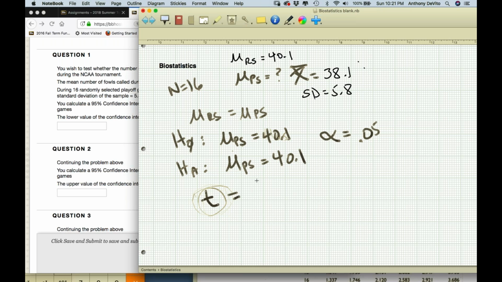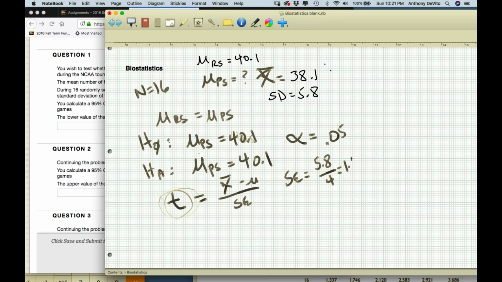It's going to be equal to x bar minus mu, because it's a single sample. I don't know mu here, over my standard error. And my standard error is going to be equal to sigma, but I don't know sigma, so I'm going to use standard deviation, 5.8, over the square root of my sample size, which is 4. So that's going to be equal to 1.45.